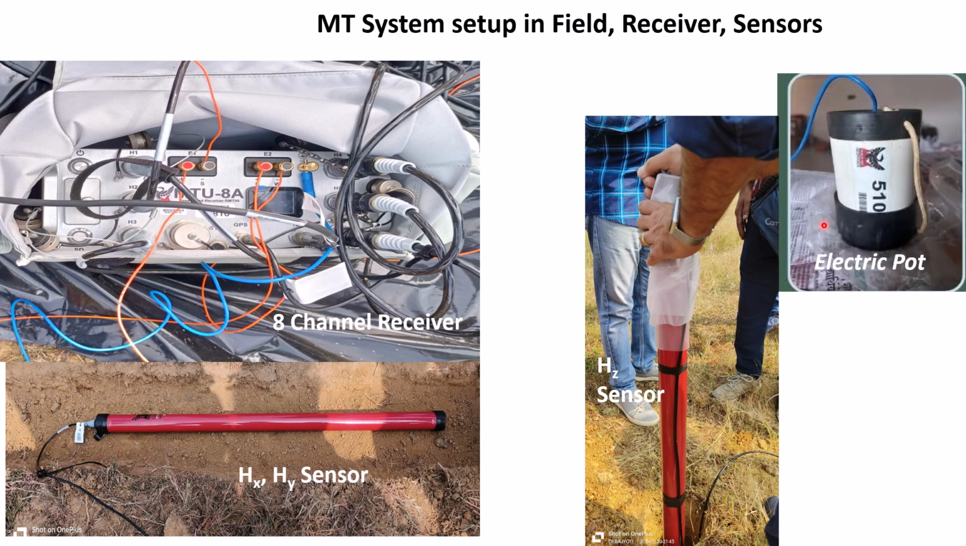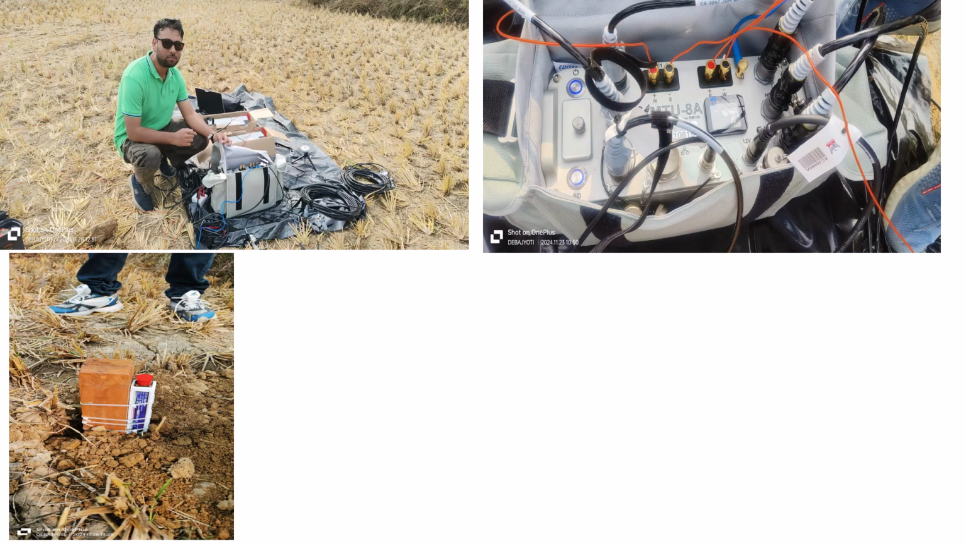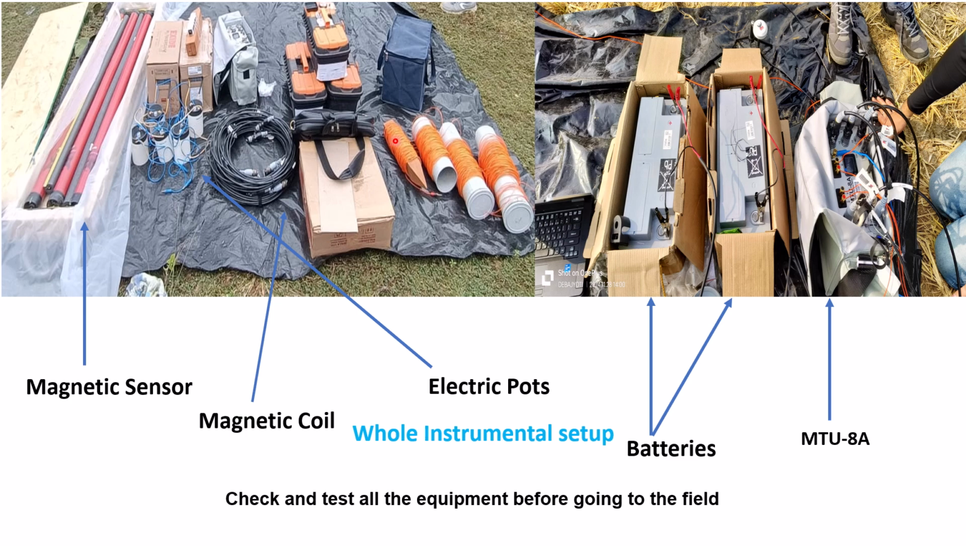This is one of the non-polarizable electric pots. A typical example of a flux gate sensor, the north is along this direction. Now the whole setup is pictorially shown here: the magnetic coils, the flux gate sensors, and the two batteries. You need to carry these two batteries as a pair, so that if one gets exhausted, you can use the other one. And this is the 8 channel instrument and all the setup: the coils, the sensors, the electric pots, the batteries, and the channels. So ensure that before going to the field, you check and test all the equipment.